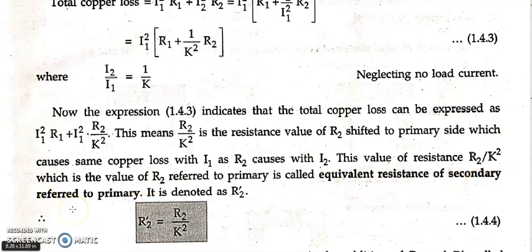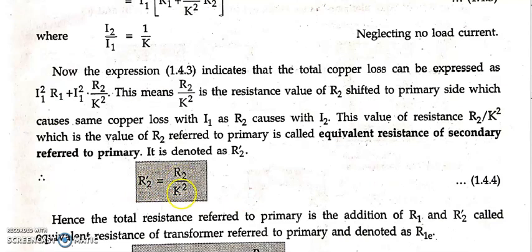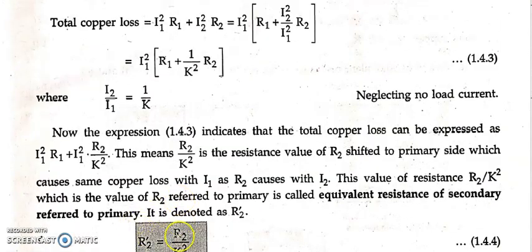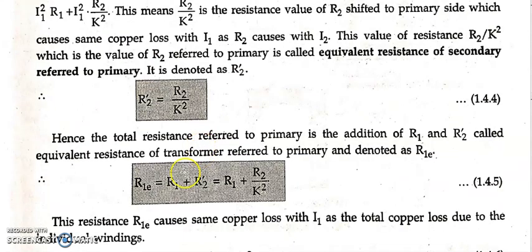Whatever we are going to do, we are going to refer with respect to the primary because we have transferred all the resistance present in the secondary to the primary. So it is called R2 by K square. We have denoted it as R2 dash. So R2 dash equals R2 by K square. Now I will replace this R2 by K square by R2 dash. So it will be I1 square into bracket R1 plus R2 dash. You can see R1 plus R2 dash.